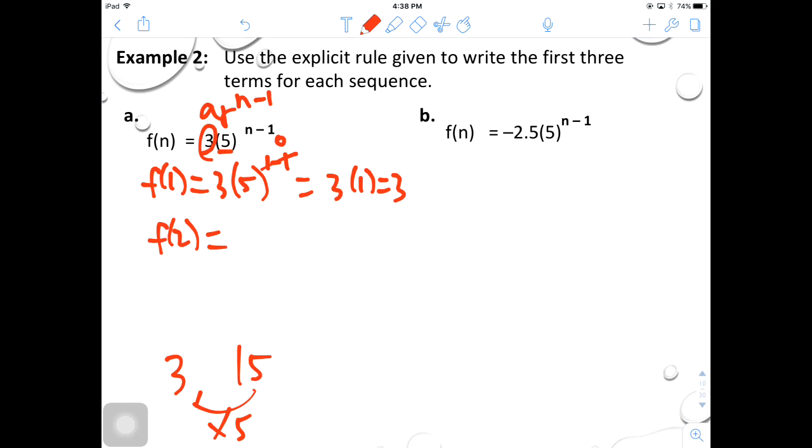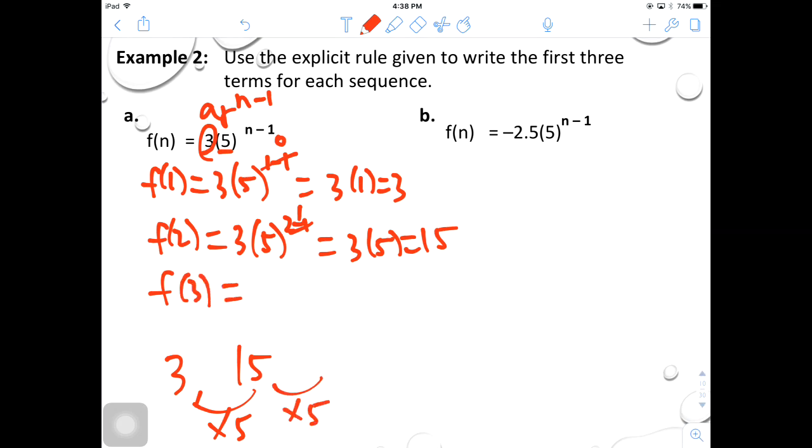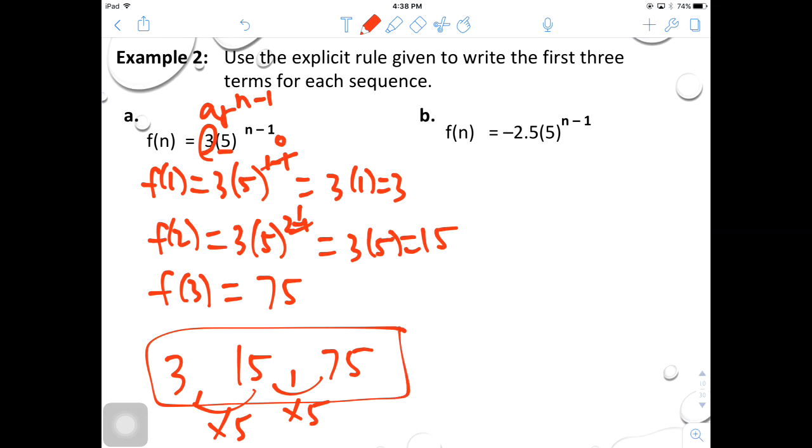I'm just going to double check to make sure that that is correct. That's 2 minus 1. That's 3 times 5. Hey, that is 15. And that means I can follow this rule for the next one. So times 5 will give me 75. So f of 3 is going to be 75. And there is my list of the first 3 terms.